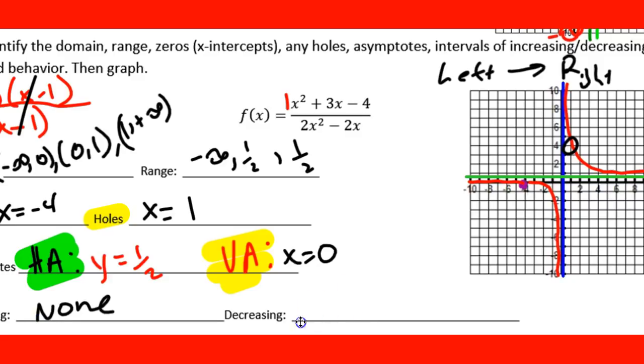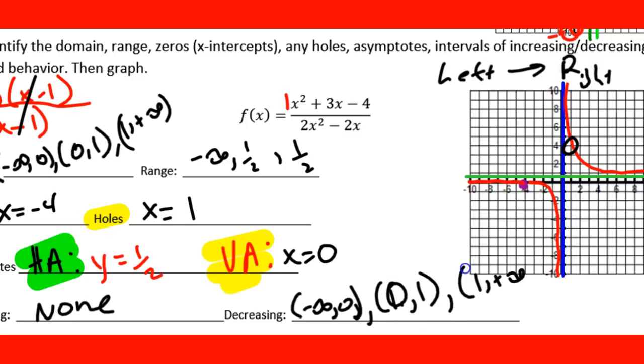But for decreasing, once you establish if it's increasing or decreasing, your answer is going to be the same as your domain. We established that this is decreasing. So our decreasing is going to be our domain: 0 to 1, and 1 to positive infinity. There we go right there.